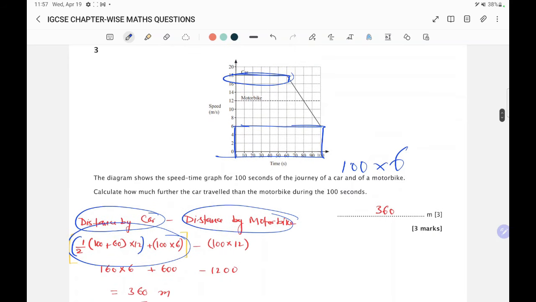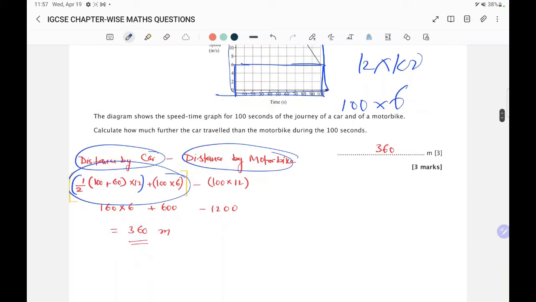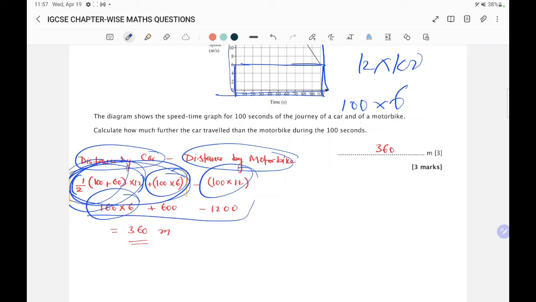Now distance traveled by motorbike. So this was motorbike, one rectangle. So this is 12 times 100. So this part, if you calculate, you will get 160 times 6. This part 600. This is 120. So just use calculator to get answer. So that is 360. Okay.